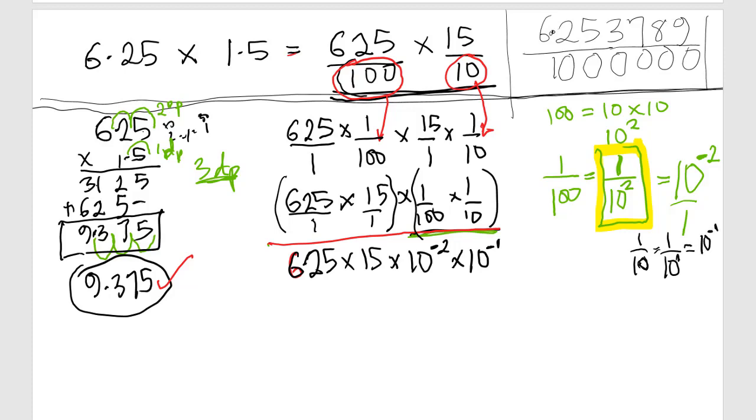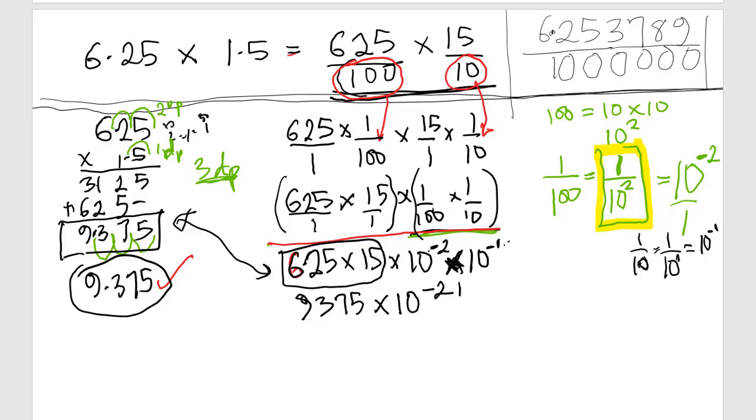Okay, so now remember the law of indices. By the time you solve this, you get 9375. Then you now put your times 10 raised to power. Remember, the law of indices says once you have multiplication, you add up the powers, that's the indices: minus 2 plus minus 1.